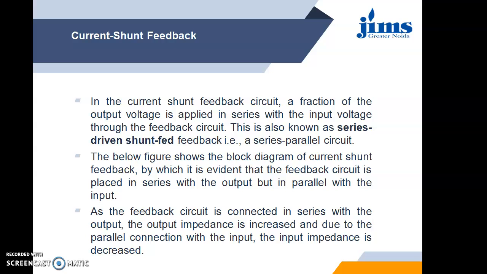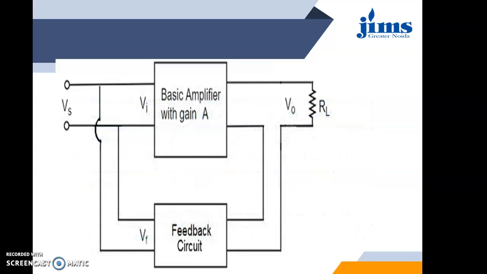Since the output is in series and input is in shunt, due to this fact the input impedance is decreased and output impedance is increased. So it just means both the parameters are not of any use, and there are both drawbacks. The input impedance should be high, so it is decreasing, and the output impedance should be low and it is increasing. So in case of the fourth configuration, which is the current shunt feedback, both impedance parameters are poor. And this is the circuit configuration.